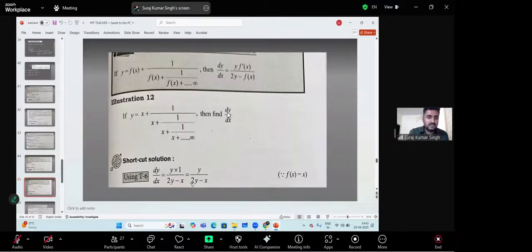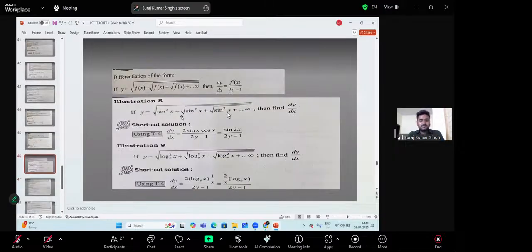Without using the pen, we can give the answer very fast. Like suppose here tan x is written: y equals tan x plus 1 by tan x plus 1 by tan x plus 1 by tan x. What should be the answer? So y sec square x by 2y minus tan x. No problem. So we are getting this type of infinite series and we will find the derivative by using these tricks. Okay, let's see another trick also.